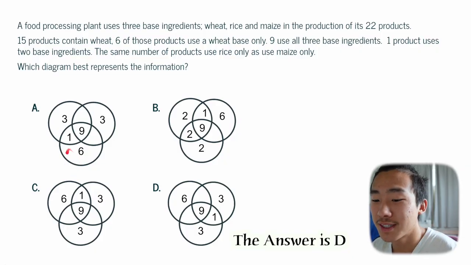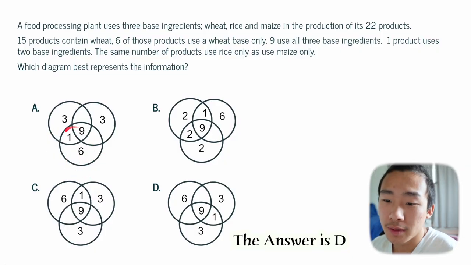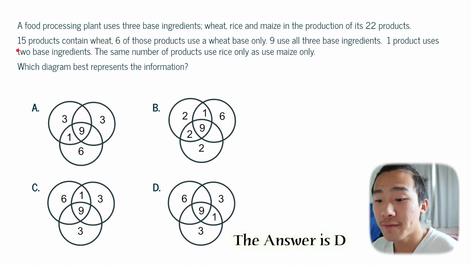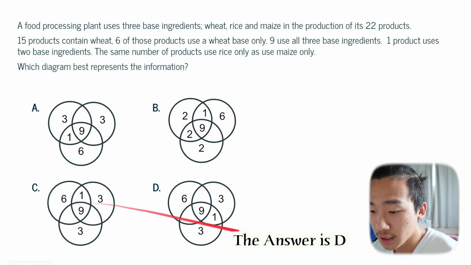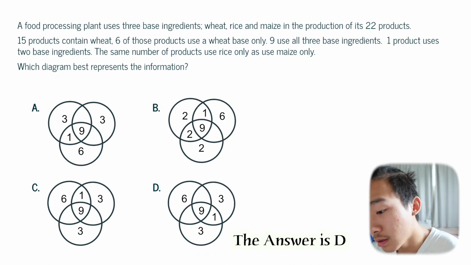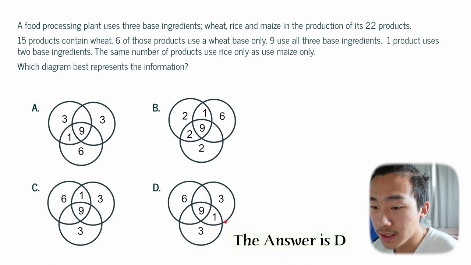Sorry, children. Sorry, kids. The 6, 9 circle is representing wheat, and we only have 15 products over here, so that's going to make it 16, and that's definitely wrong. And same problem over here, that makes it 16, and this one makes it 16, and this one doesn't, because the one is sitting over here.